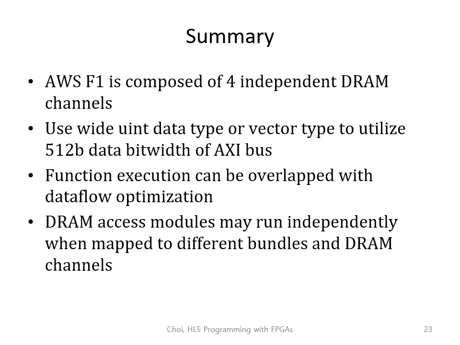Here's a summary of today's lecture. So AWS F1 is composed of 4 independent DRAM channels, and you can use a wide uint data type or the vector type to utilize the 512-bit data width of the AXI bus. We also learned that the function execution can be overlapped with the dataflow optimization, and also the DRAM access modules may run independently when mapped to different bundles and DRAM channels.